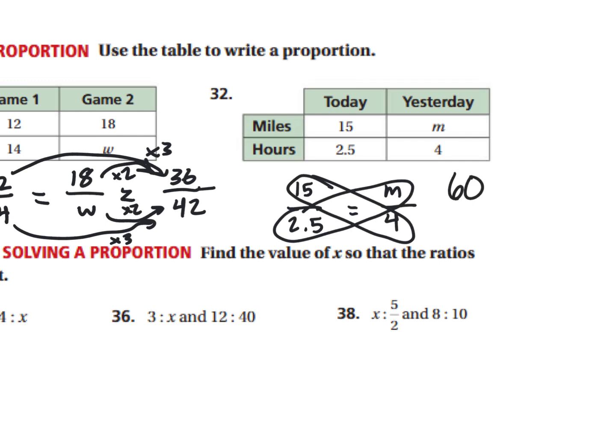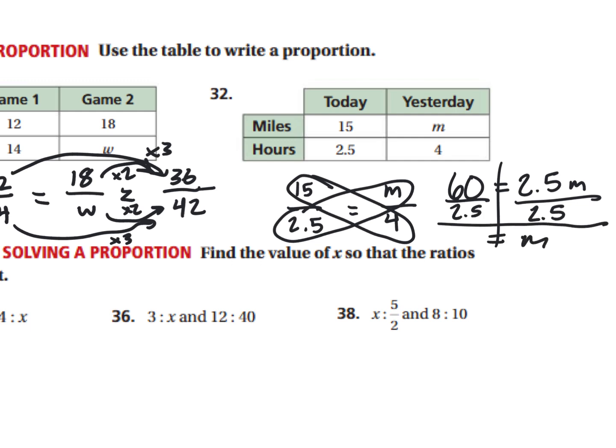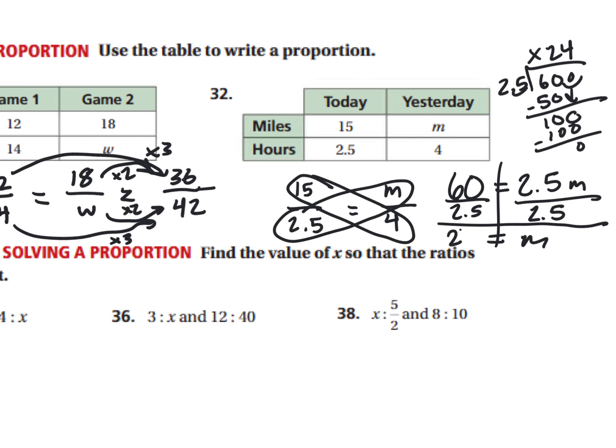15 times 4 is 60, and that's going to equal 2.5m. To solve this, I'm going to divide by 2.5. And I am left with m being equal, let's do this quick, 25 does not go into 6, but it does go into 60 twice. And I'm left with 10, drop that down. 25 goes into 100 4 times. So m is going to be equal to 24.